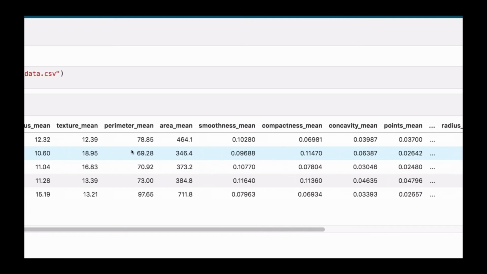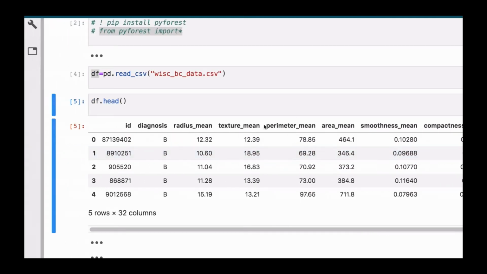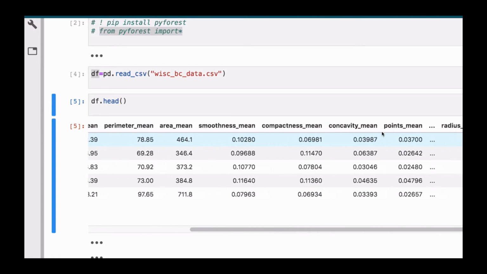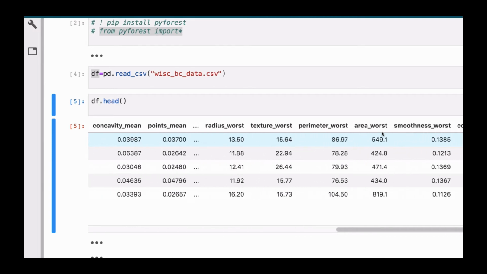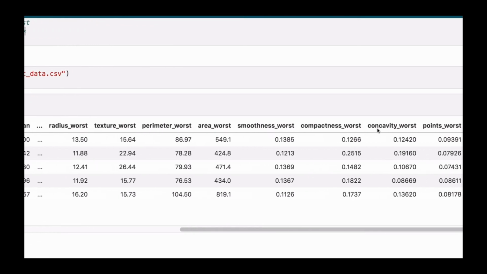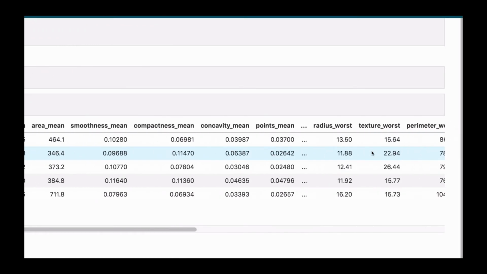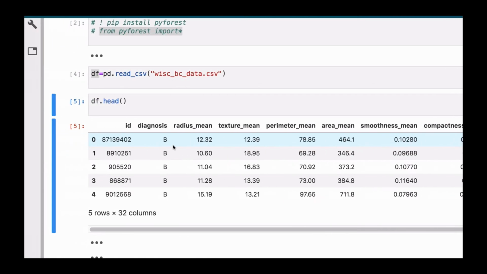With all these features, I have the ID, the diagnosis, radius mean, texture mean, perimeter mean, area mean, smoothness mean. So most of them are the mean of some features. Then some texture worst, perimeter worst, area worst, a lot of features that I have here. All these features are what we are going to use to help us make predictions on whether a cell is going to be benign or malignant.